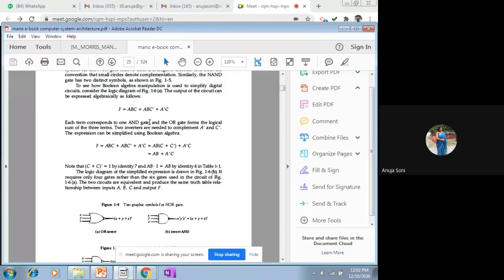Sometimes you can draw the complex version of the diagram, sometimes you can draw the simplified version of the logic circuit diagram, and in a similar manner the Boolean expression also.